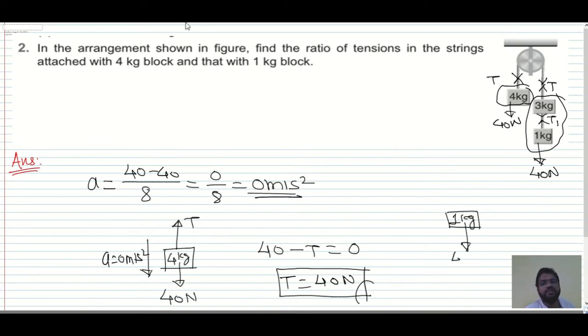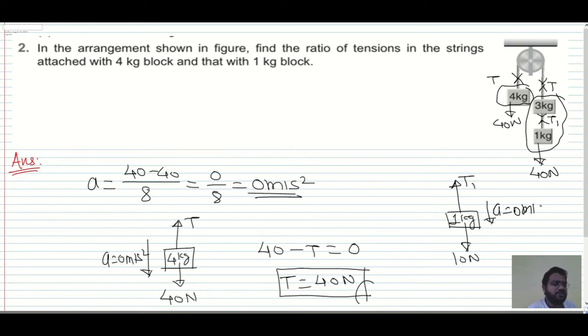Then 10 Newton now. Why 10 Newton? Because on 1 kg only 10 Newton is acting. Why do I consider 40 Newton over here? Because 3 plus 1 I took, right? That is 40. Okay. So tension is upward T1 and acceleration you can consider in any direction.